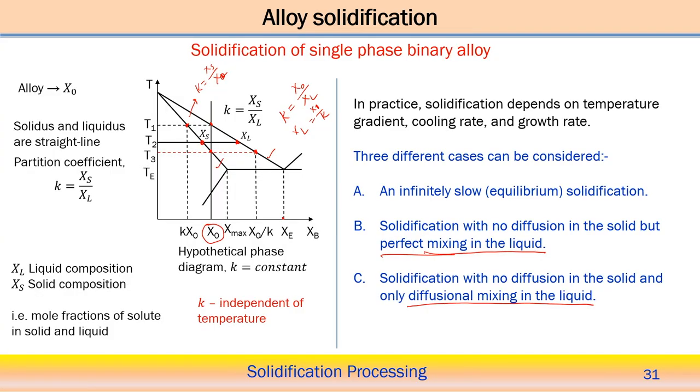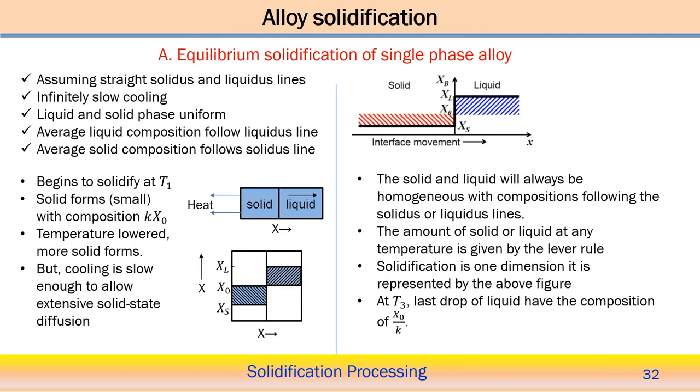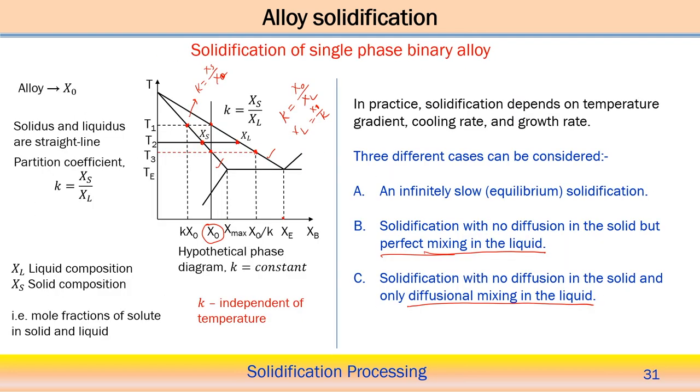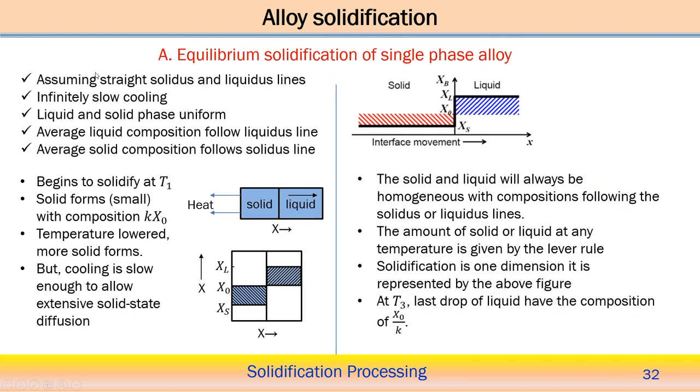So therefore, we can say, marking here also, that it started at the T1 temperature, the solid forms with the composition KX0. So at this particular position, that is the T1 temperature. But at T2 temperature, solid forms at this corresponding composition, and liquid forms at this corresponding composition, XS and XL. Okay, and similarly, when it has reached the T3 temperature, then in that case the liquid forms the last drop with composition X0 by K, but the solid has composition X0. So that's why we can explain this thing.